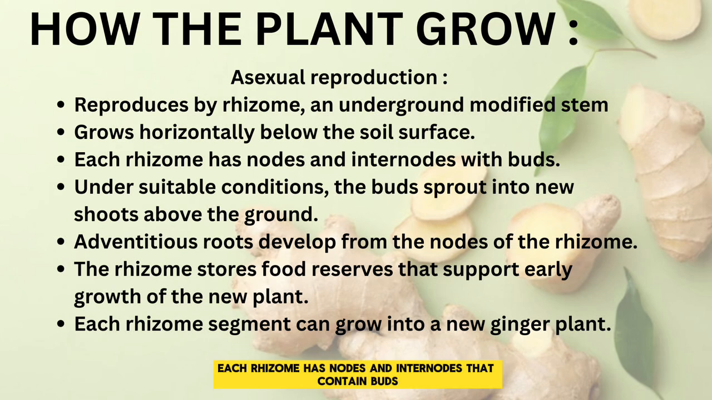Each rhizome has nodes and internodes that contain buds. Under suitable conditions, these buds sprout into new shoots above the ground. At the same time, adventitious roots develop from the nodes of the rhizome to anchor the plant and absorb water and nutrients. The rhizome also stores food reserves, which support the early growth of the new plant. Because of this, each rhizome segment can grow into a new ginger plant.